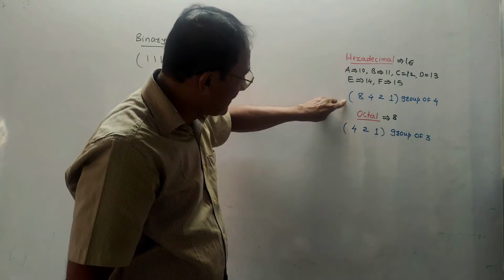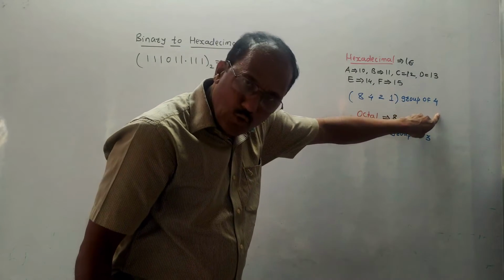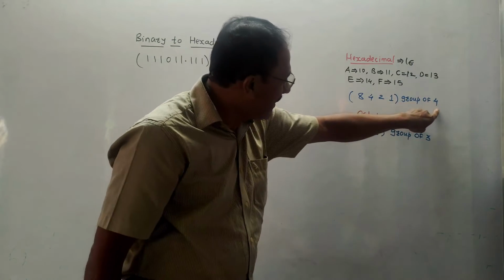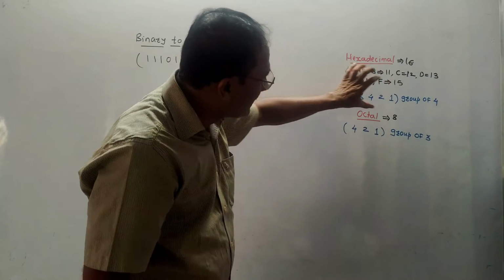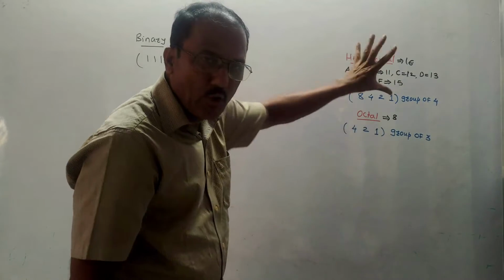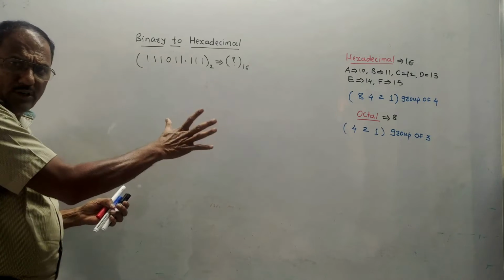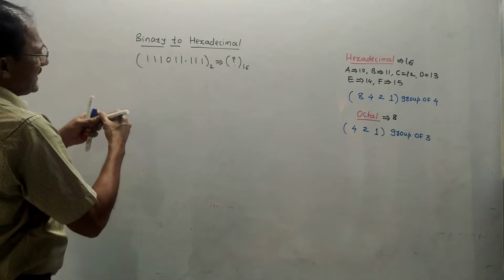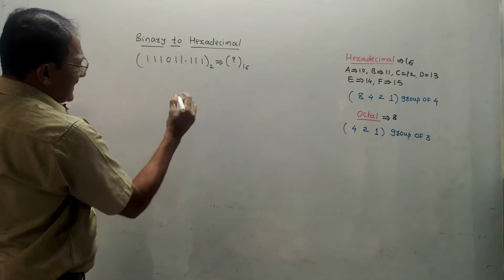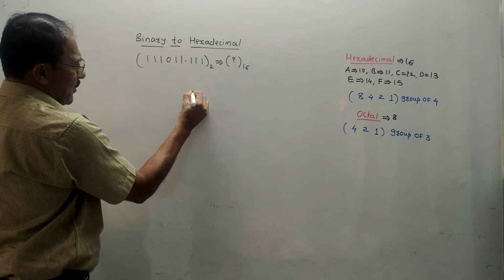In case of hexadecimal, make a group of 4. Do remember this concept. For hexadecimal, make a group of 4 and write down the numbers 1, 2, 4, 8 below each group. How to do it? See, do remember we have to make a group of 4 bits. Consider this given number. As far as the decimal point is concerned, I will mark the decimal point over here.